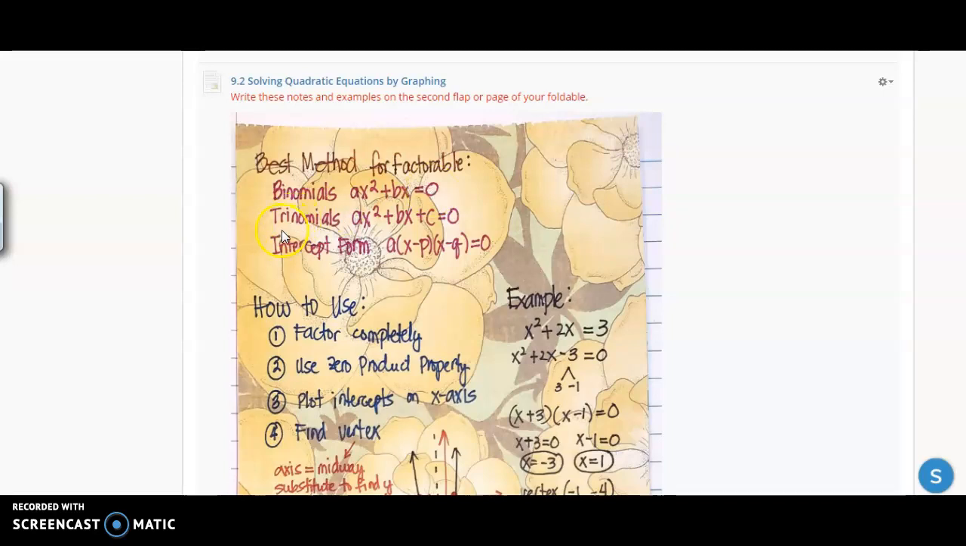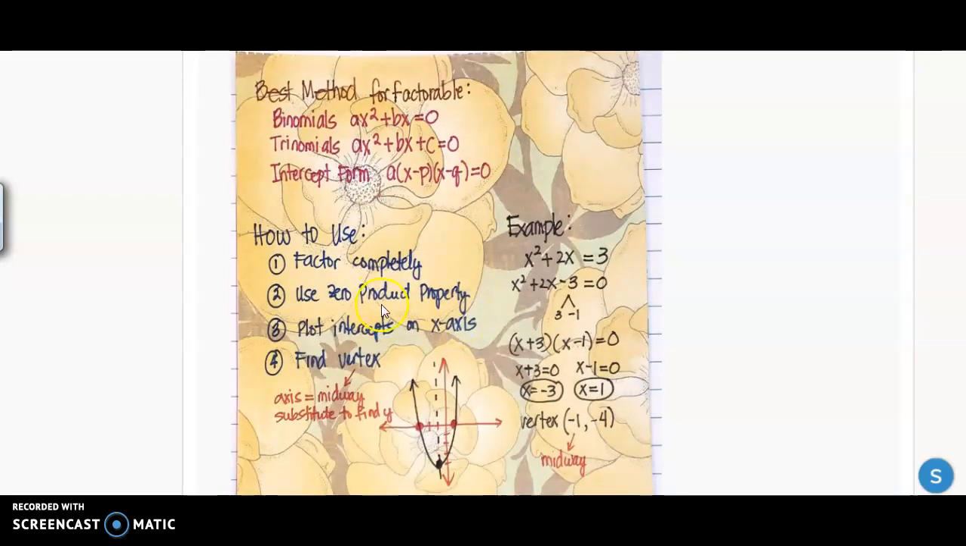It also works for trinomials that are also factorable. And last but not the least, if you remember this from the last chapter, the intercept form of quadratic. So since it is already in factored form, then you can get the values of p and q for the solutions of your equation. Okay, so here's this example.